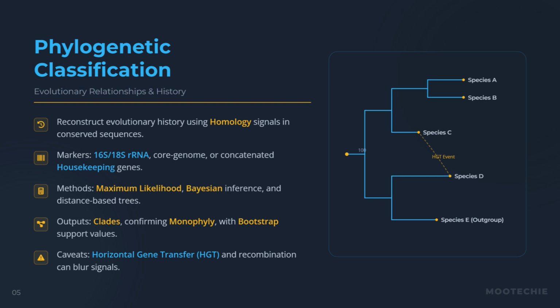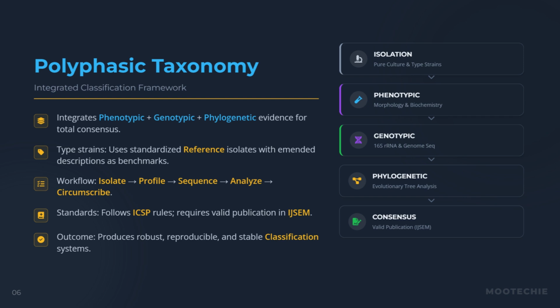To overcome the limitations of single approaches, modern science often uses polyphasic taxonomy, an integrated classification framework. It integrates phenotypic, genotypic, and phylogenetic evidence to reach a total consensus on an organism's placement, making the classification more robust. It relies on type strains, standardized reference isolates that serve as the official benchmark for a species, with amended descriptions as new data emerges.